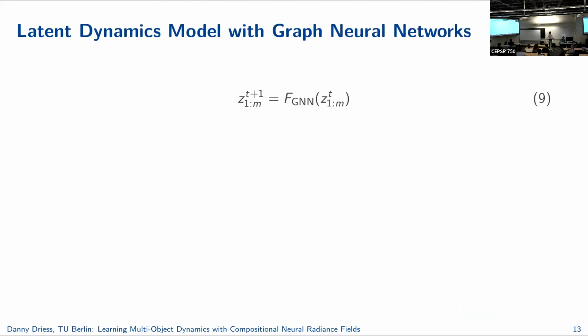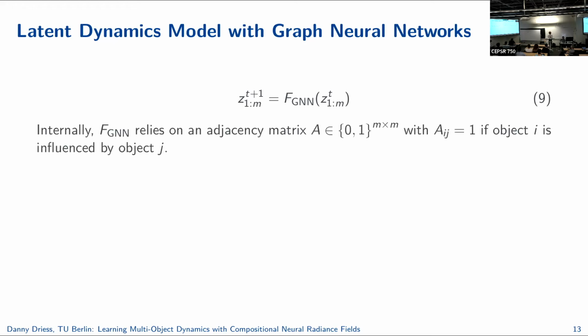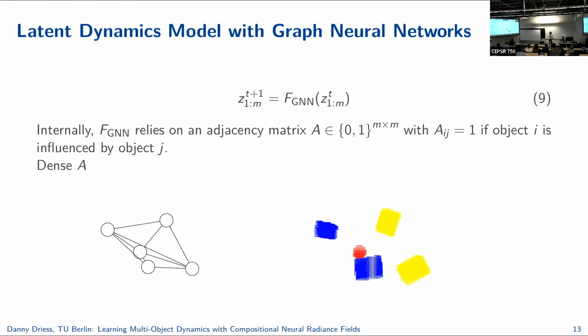So now to the dynamics model. In principle, you can just think we just apply a vanilla graph neural network that predicts the evolution of the latent vectors given the current one. But very importantly, internally, a graph neural network relies on an adjacency matrix, which would indicate whether an object I and object J interact with each other. And maybe the uninformed choice would be to say, okay, we assume that this matrix is dense, and then let the neural network during training figure out whether objects actually interact with each other.